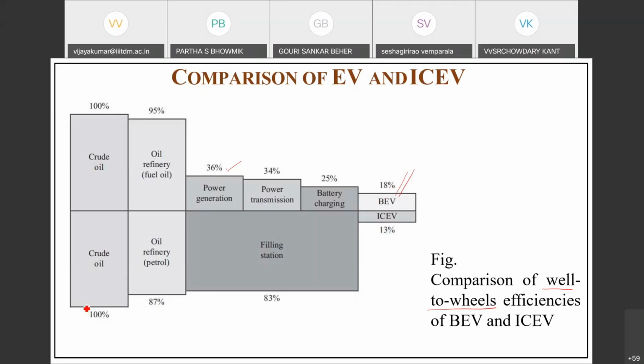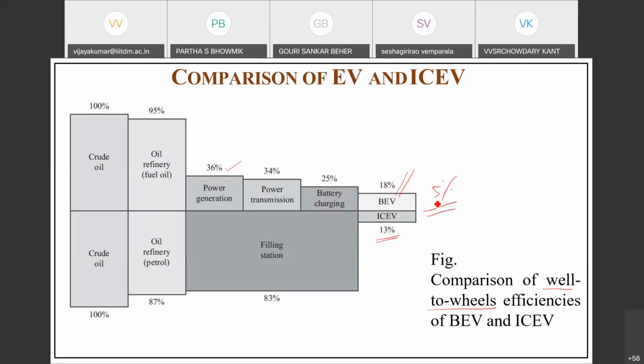The same crude oil you are using for refinery purpose. After refining that crude, you'll get petrol. That petrol you are taking to the filling station and you are giving to your IC engine. So when you are talking about the IC engine, the efficiency on the wheel is 13%. That means you are getting 13% energy on the wheel, right? So you can compare here, almost 5% is higher. 5% efficiency is higher than your IC engine.